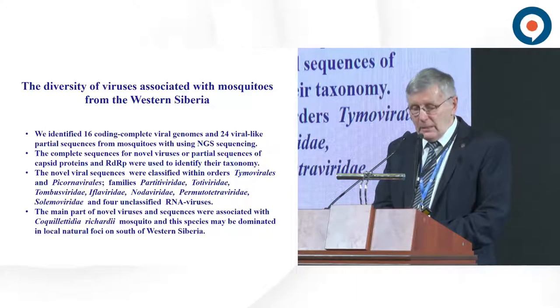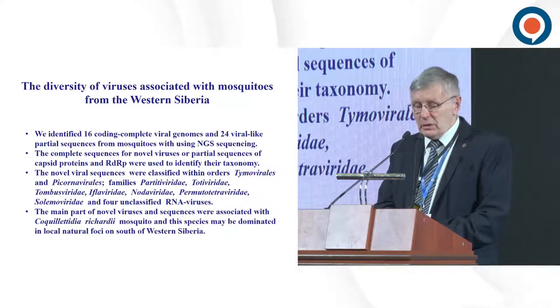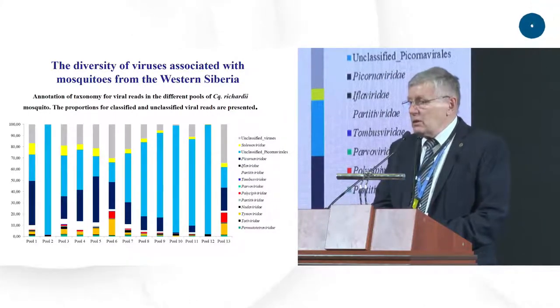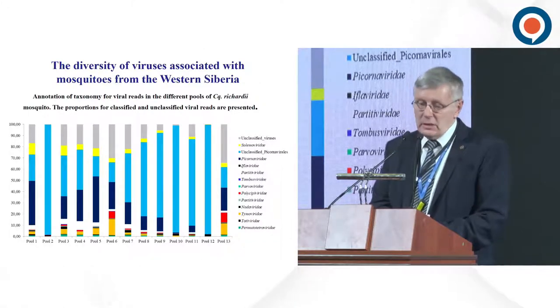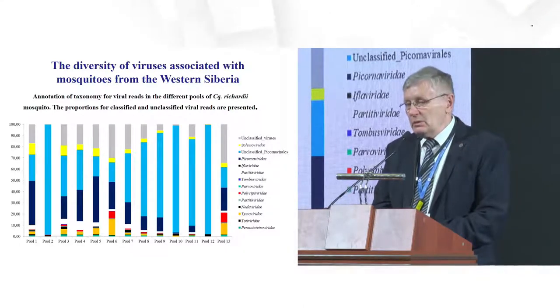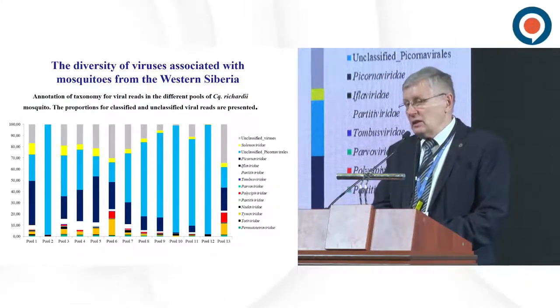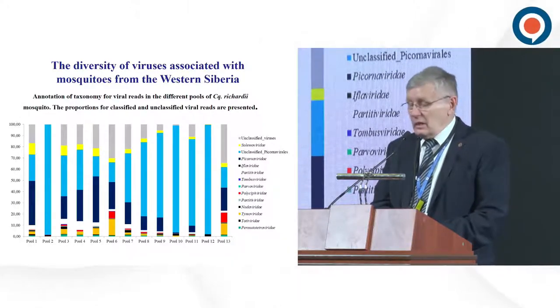Partitiviridae, Totiviridae, Tombusviridae, Iflaviridae, and other non-classified viruses. A lot of them are connected with Coccolitidia richardi, and they dominate up to 50% of the population. Here you can see the graph of how the new viruses are presented in mosquitoes. So the gray upper columns, please pay attention to them. They represent the virus sequences that the contemporary databases cannot identify. So those are unknown viruses, and their share in mosquitoes can account for up to 24-25%.